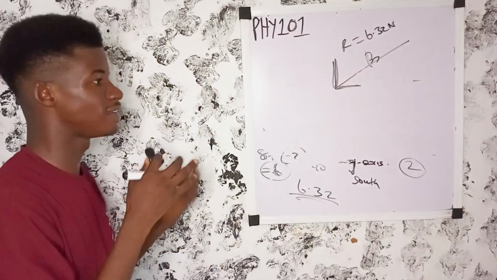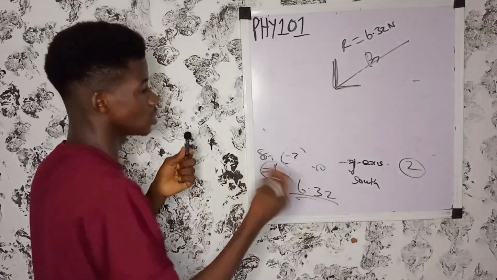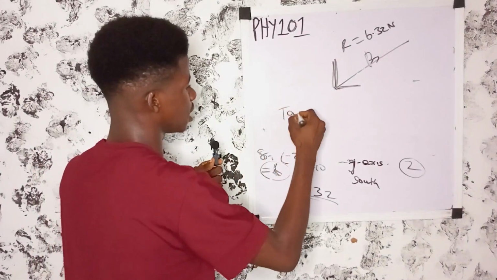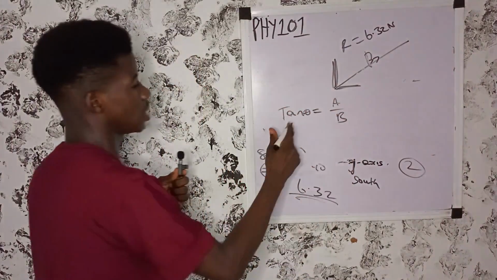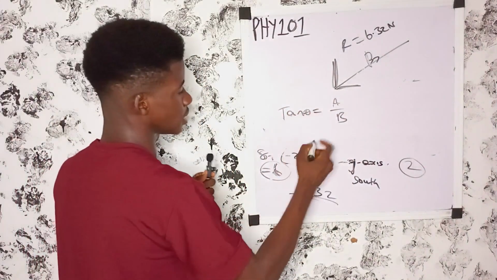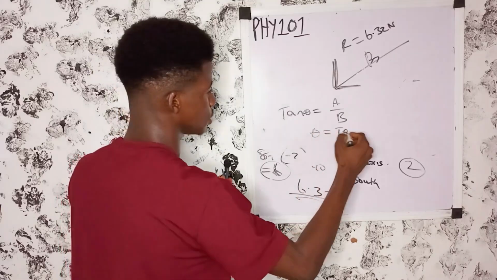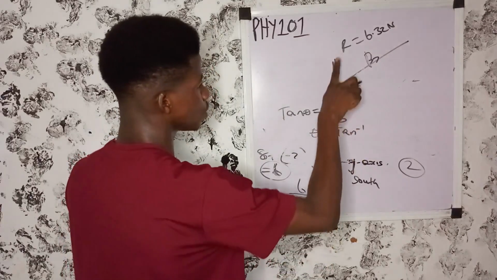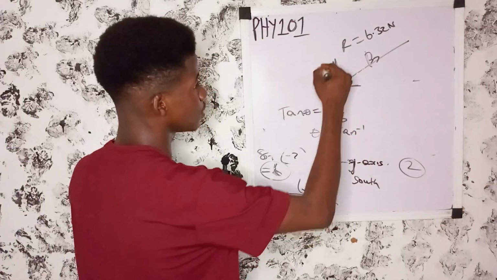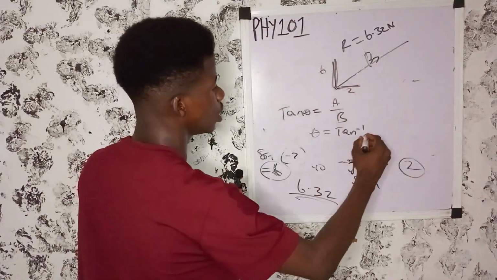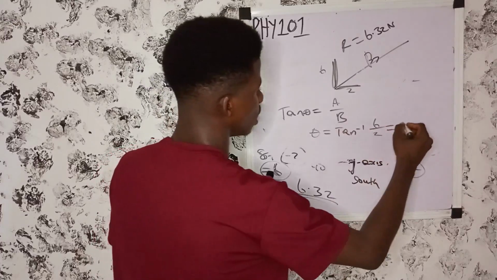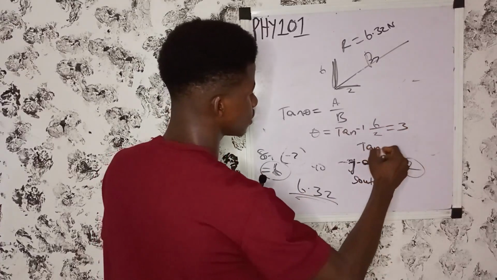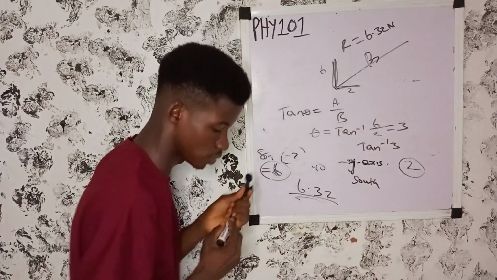That is very easy. To calculate, we use tan theta equals a over b. Now to make theta stand alone, we take the inverse of the tan. So the inverse of the tan, a is what? Referring to the former question, a was 6, b was 2. So a is 6, then b is 2. 6 divided by 2 is 3.